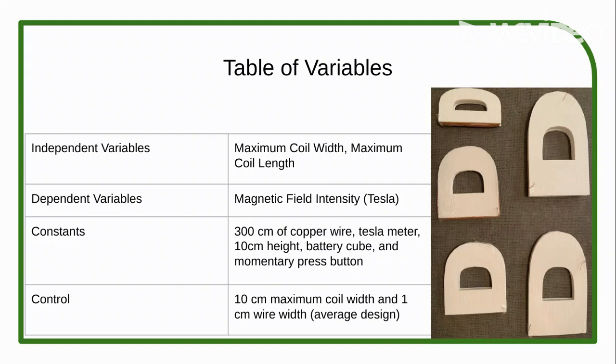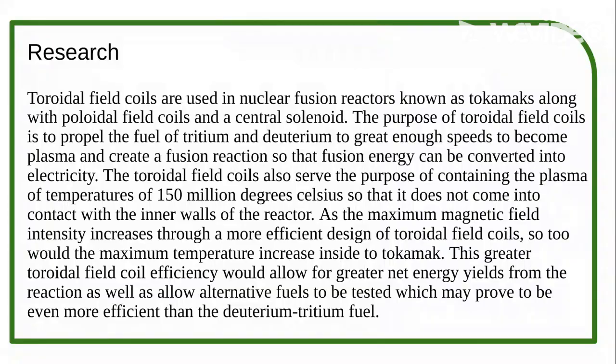The variables were controlled in this experiment so that the independent variables included the maximum coil width and maximum coil length, whereas the dependent variable was the magnetic field intensity, also known as Tesla. From my research, I learned that altering the length and width of toroidal field coils changes the density of the magnetic field lines, which will in turn create a unique magnetic field, which can lead to a greater magnetic field intensity.